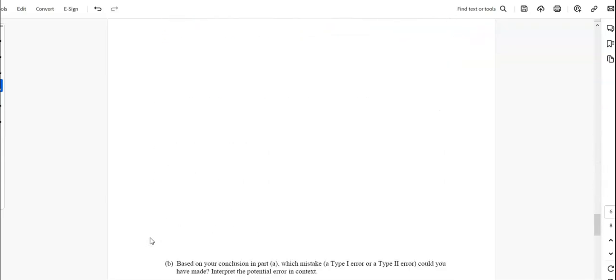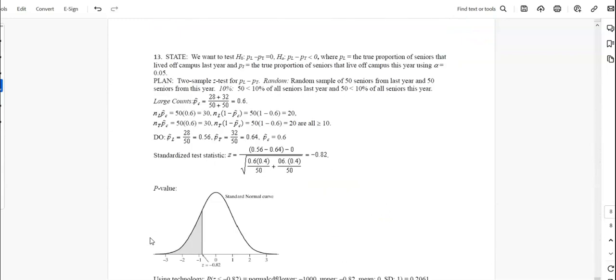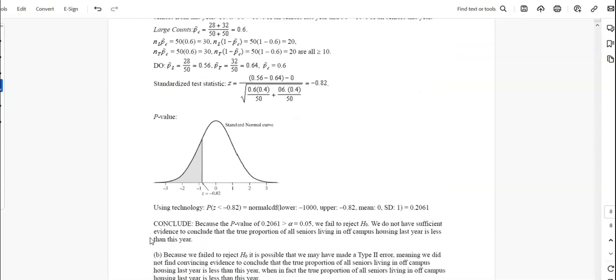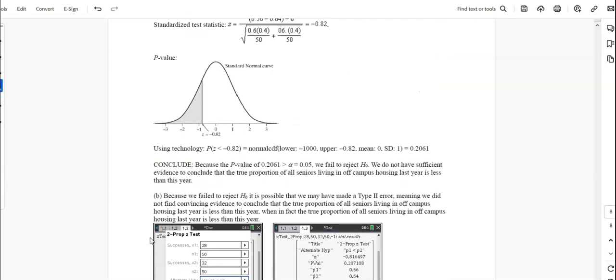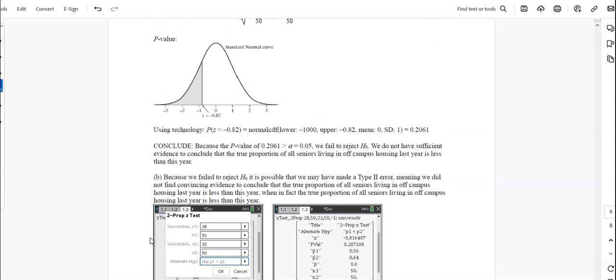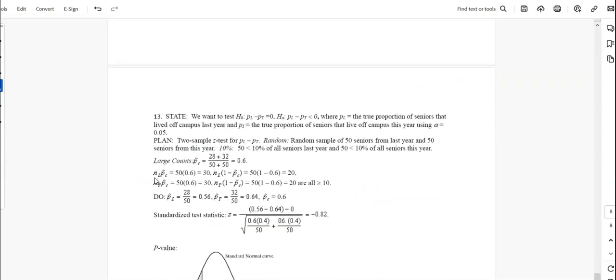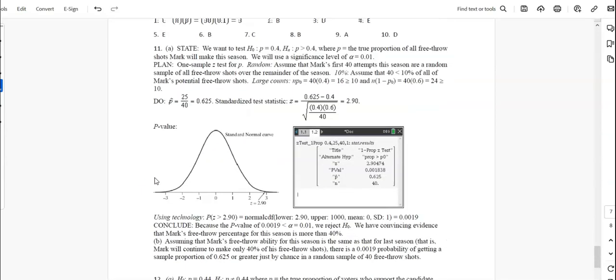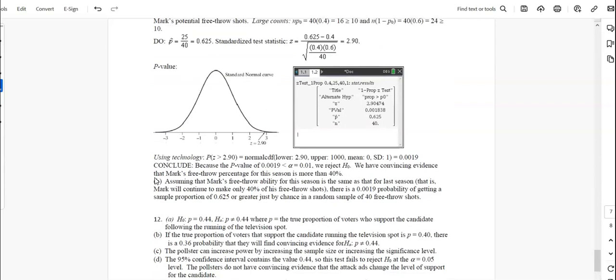Let me see what they said. It's hard to do that one. So 13, these are the results they said. Because we failed to reject the null, it is possible that we have, this is for 13. This is 11, sorry. 11 is this one, okay.